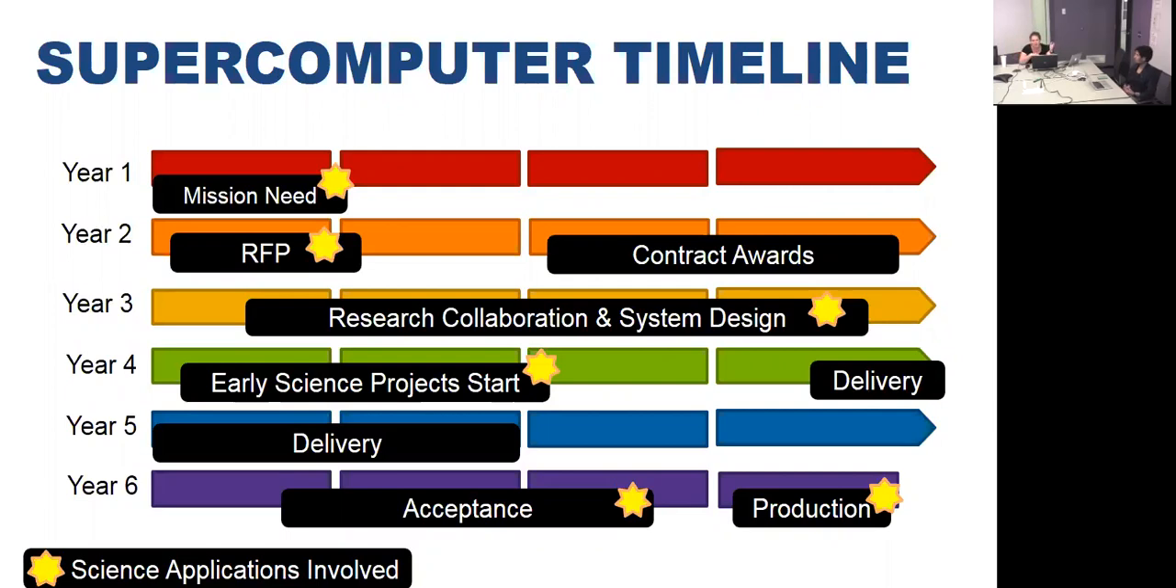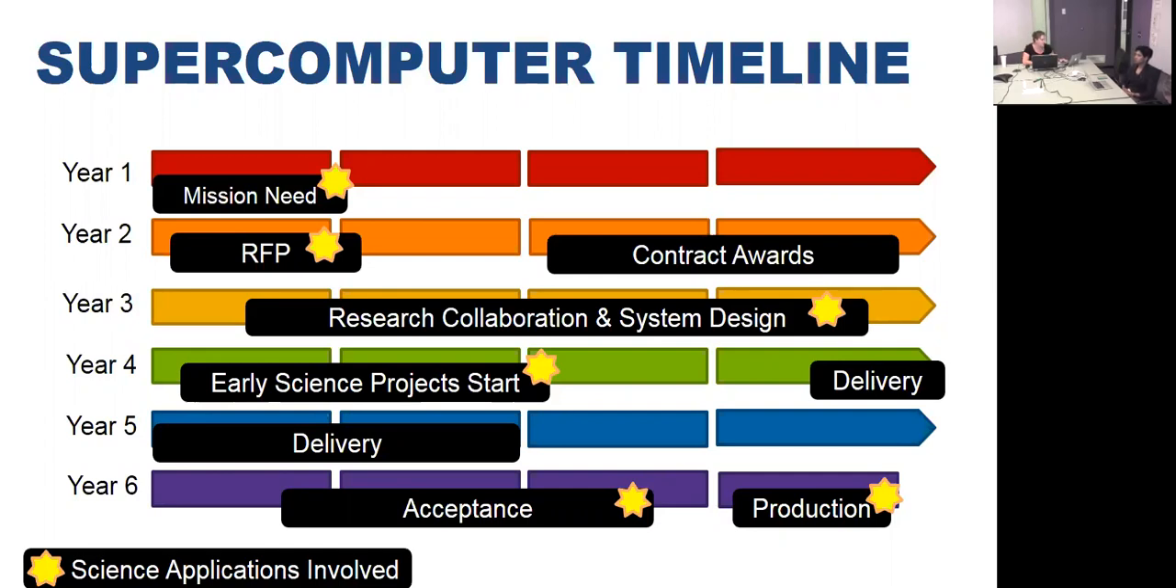That time period has often been 5 years. We expect, because of technology changes, we're seeing some of these time frames adjust. So just mostly for illustration and perhaps utility, I expanded this to 6 years. But every place that there's a star, we are including science in the planning.